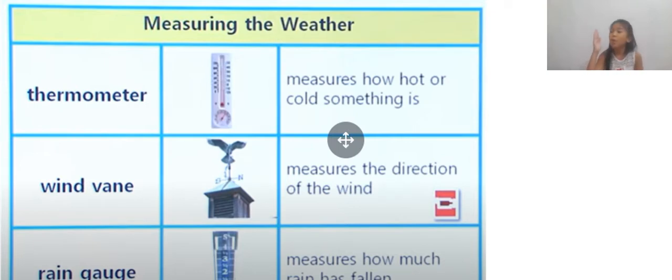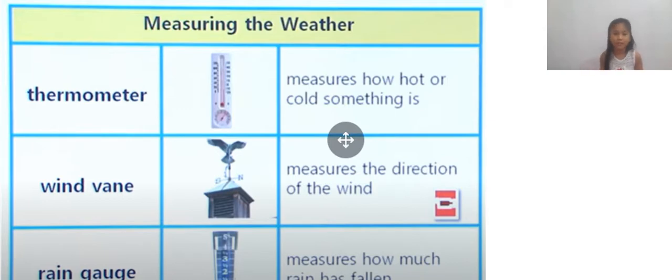Okay? So when the wind blows like this, from the left to the right, it will move. It will look like this. It's on the left. Now it moves to the right. It moves slowly with the wind, but it doesn't move in this direction anymore, unless there's a wind that blows this way. So the wind vane can measure the direction of the wind.